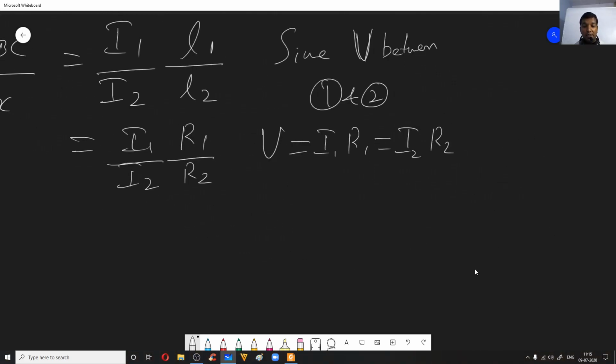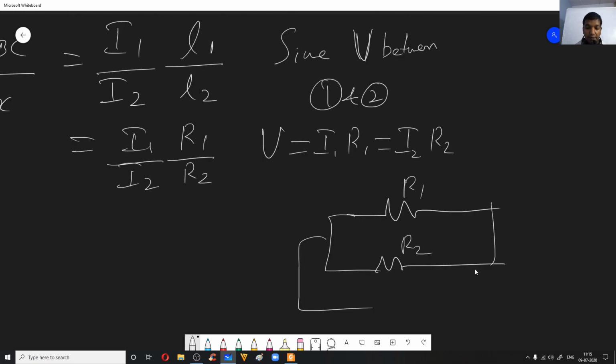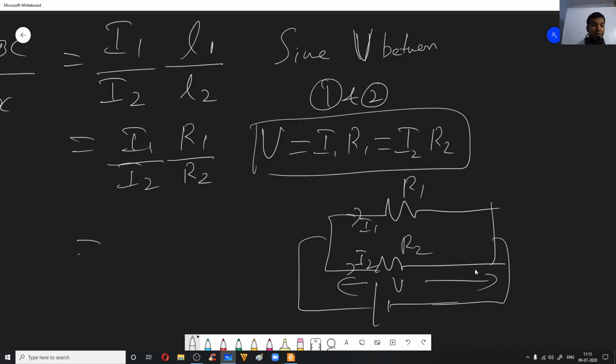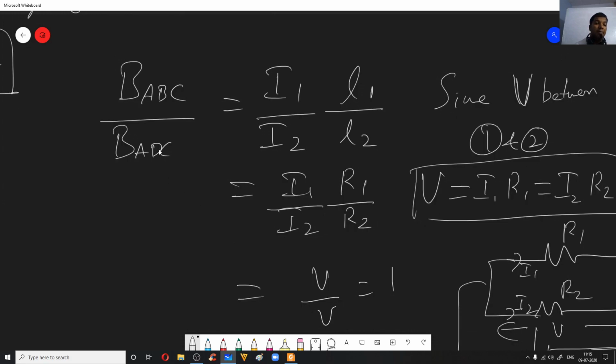So in your 10th standard probably you would have studied like this, right? So R1 then R2, then connect both of them to a battery, then we'll say V is common, right? So V can be written as I1 R1 and I2 R2, all right? So same way, if you substitute here, you'll get V divided by V, which is equal to 1. Okay. Now what you will notice is that BABC by BADC is 1. So BADC is equal to BABC, correct?